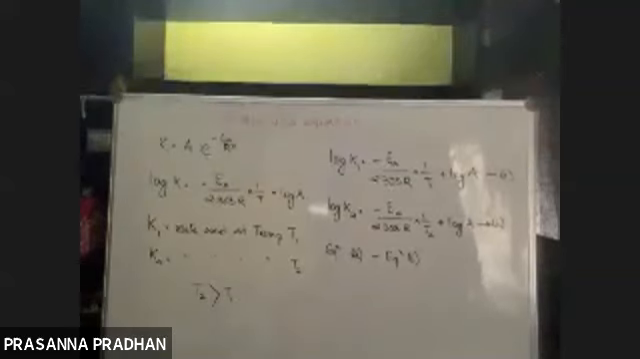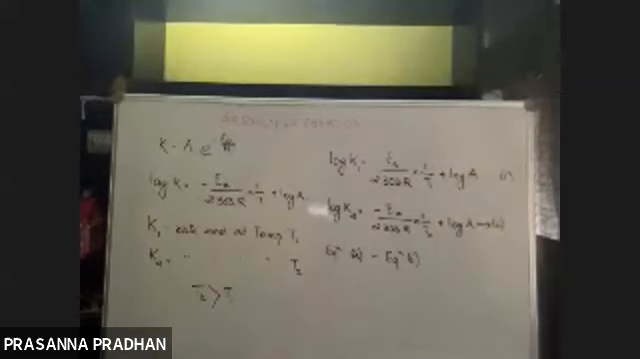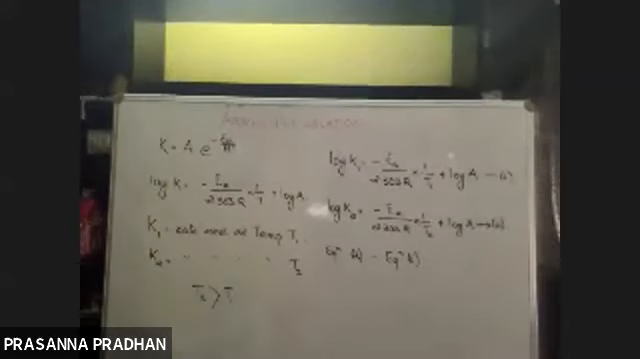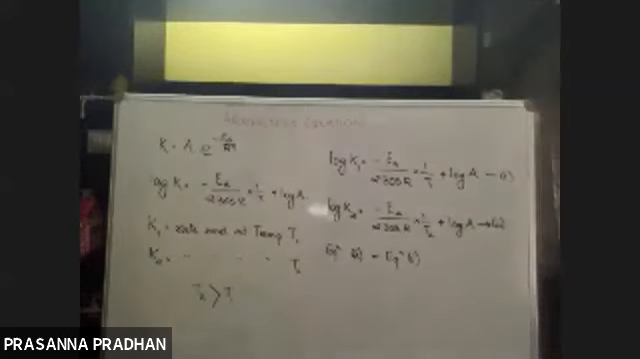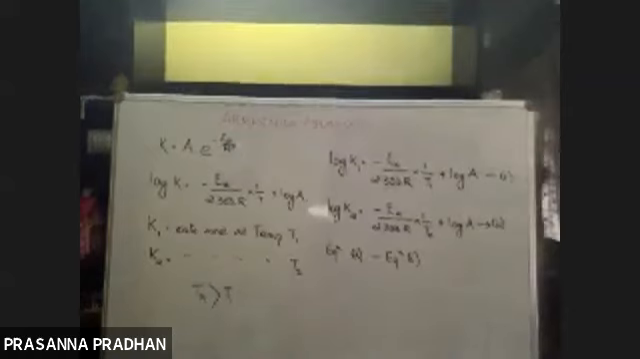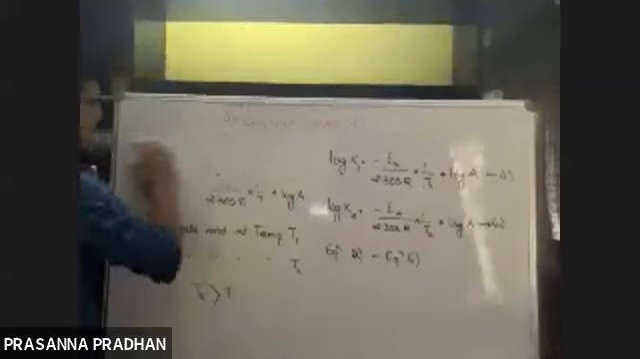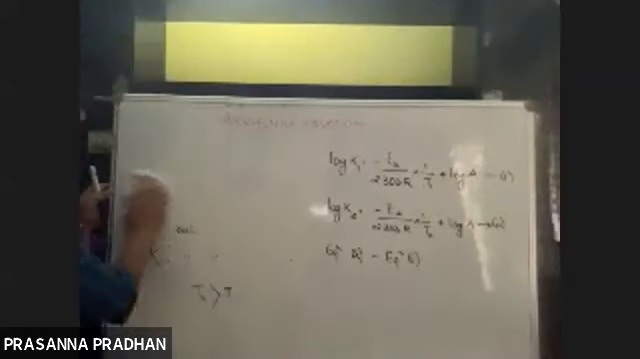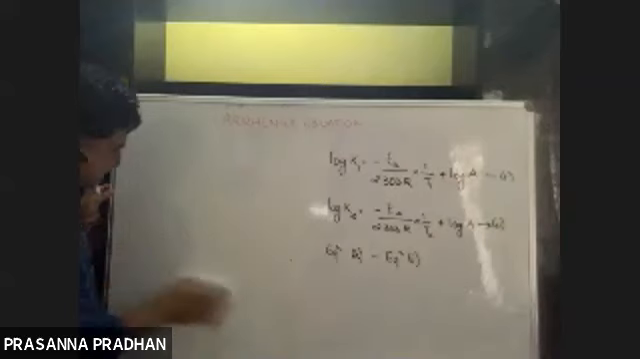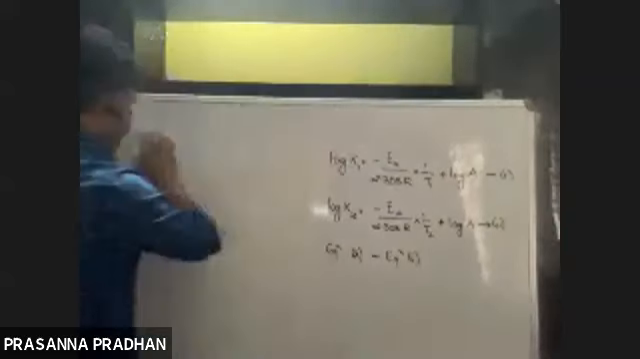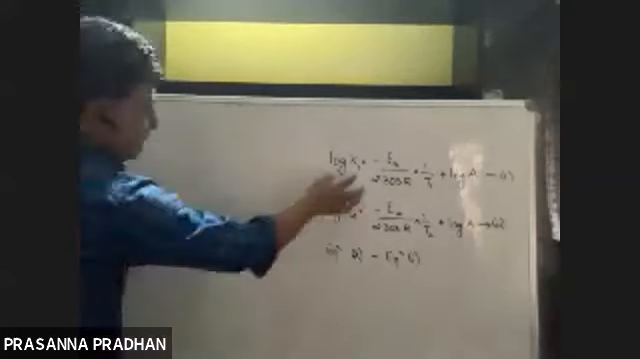So what are we doing out here? We are subtracting equation 1 from equation 2. Just give it a try. What will be the final form? It is simple subtraction, so we are subtracting this from this.